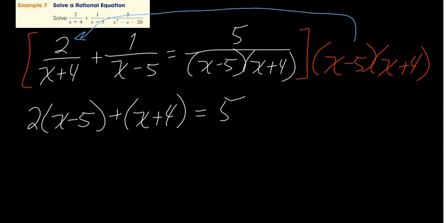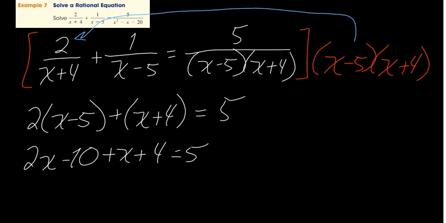Now at this point, we're going to distribute our 2 through, so we're going to have 2x minus 10, and then we can just drop that parentheses, so we're going to have plus x plus 4 is equal to 5. I think I have room. And then from here, we're going to combine like terms, so we're going to have a 3x on the left.